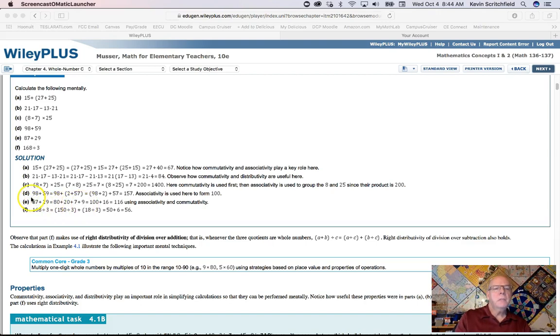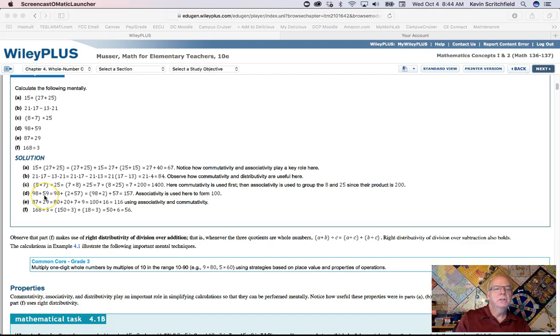Okay. Different kind of concept here: 98 plus 59. We're kind of redoing the numbers here. And so this is a little bit trickier maybe than just straight out using the properties, commutative, associative, distributive, and so on.